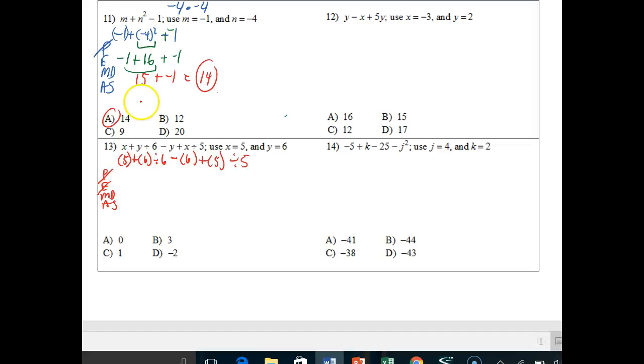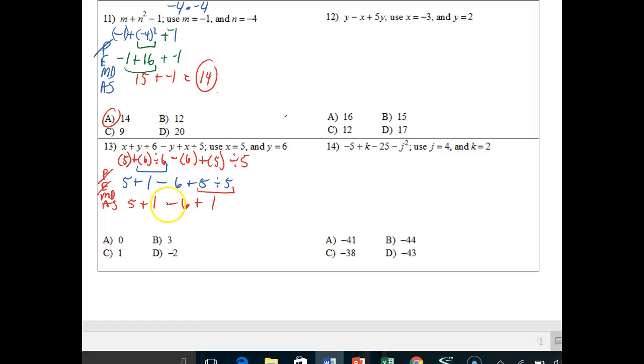Multiply or divide from left to right, whatever comes first. So if I scan, I see this division comes first. So it should be 5 plus 6 divided by 6 is 1, minus 6 plus 5 divided by 5. Right, so I scan again. Do I have any more multiplication or division? Division all the way down there at the end. So 5 plus 1 minus 6 plus 5 divided by 5 is 1.